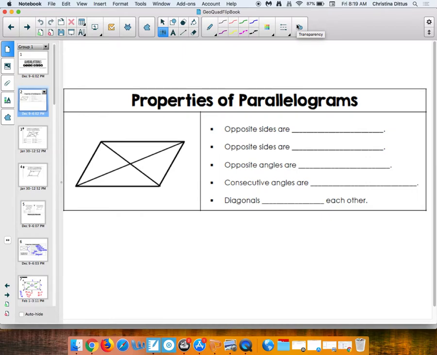Two things to know about our opposite sides. They're equal, congruent, same. That's fine. What else do I know about them? Something super obvious that's in their name. Parallelograms. They are also parallel.